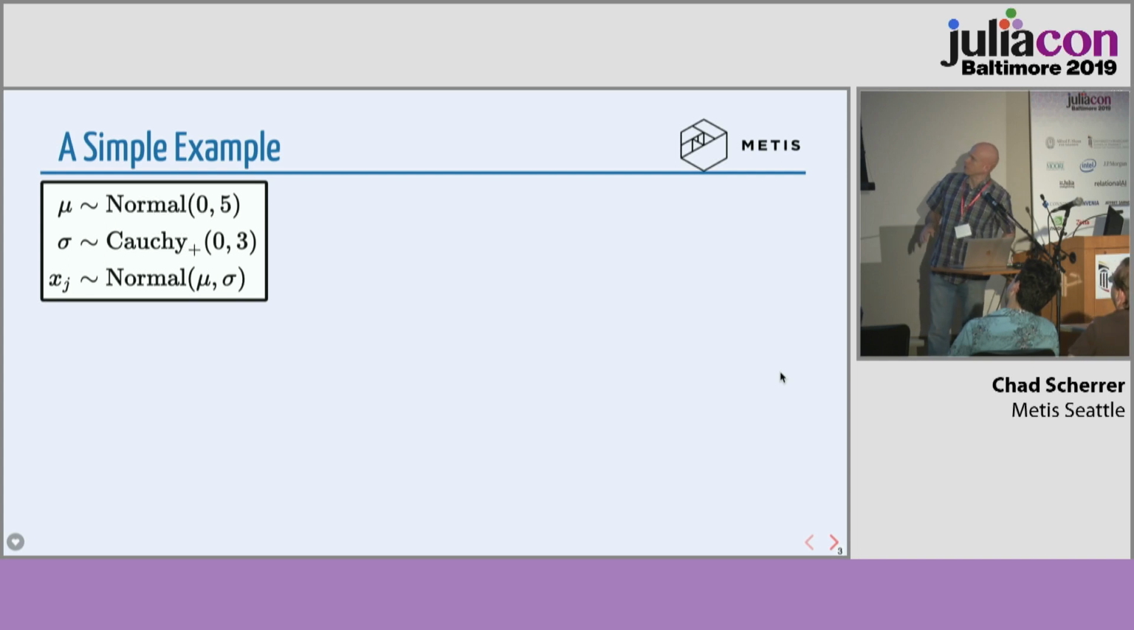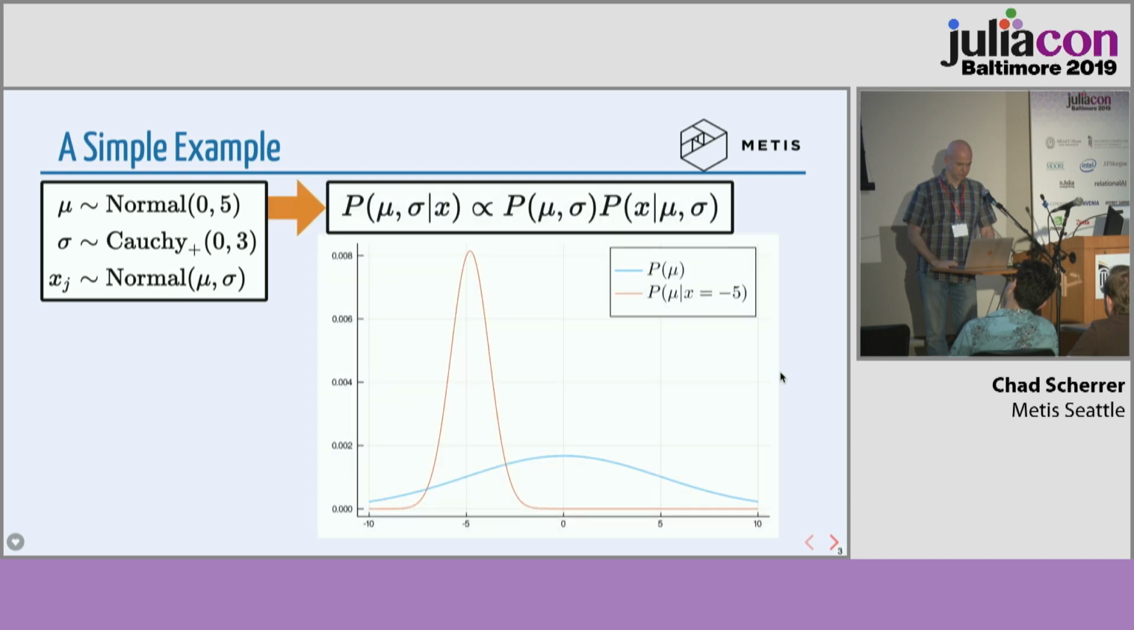So here's a really simple example. This is something that you might write mathematically. You may have a mean parameter mu that's normal with mean 0 and standard deviation 5. Sigma is, let's say, a Cauchy distribution truncated to just the positive part. And then each of your observations, xj, might be normal with those mean and standard deviation parameters. So a very standard thing to do then is to use Bayes' law.